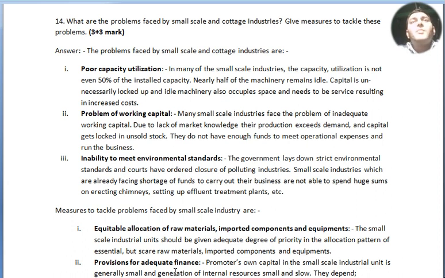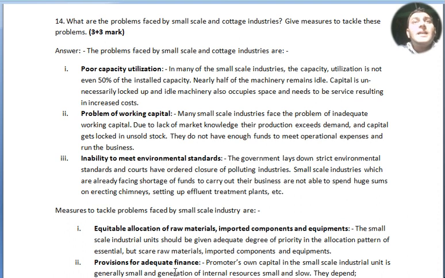Point number 2, problem of working capital. Many small scale industries face the problem of inadequate working capital due to lack of market knowledge. Their production exceeds demand and capital gets locked in unsold stock. They do not have enough funds to meet operational expenses and run the business.